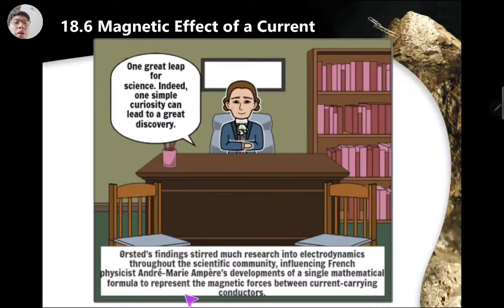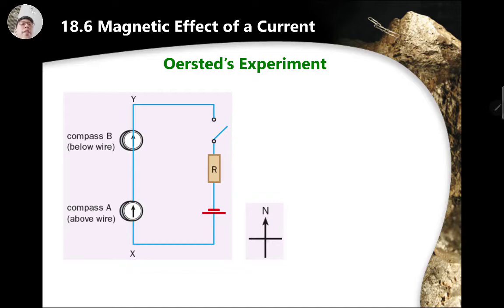This Ampère guy, he was the guy that came up with a mathematical formula to represent the magnetic forces between current carrying conductors, and so on and so forth. Basically, there were people after him that all worked on this discovery, right? Which you won't cover in secondary school science. Right. So what exactly was this guy's experiment?